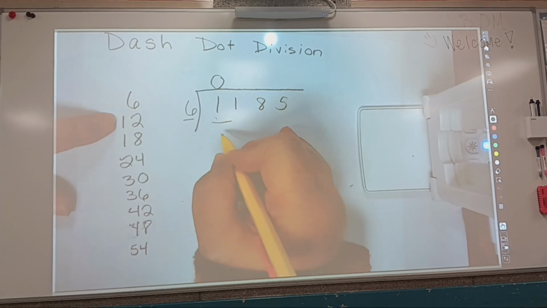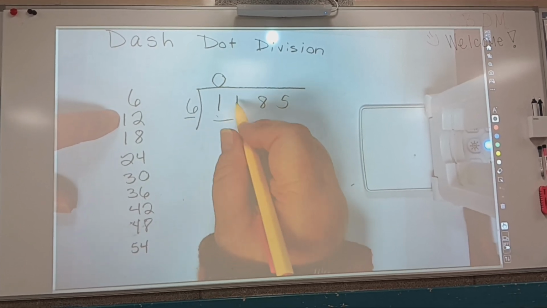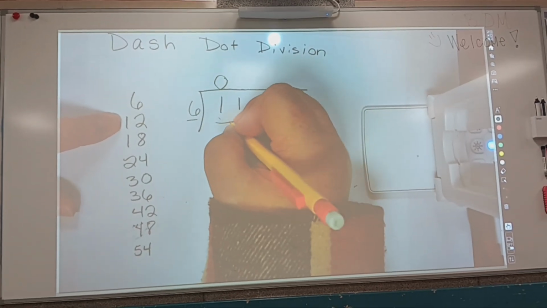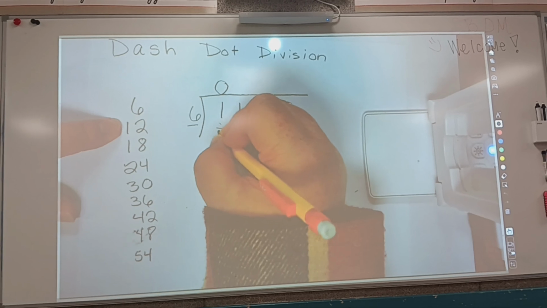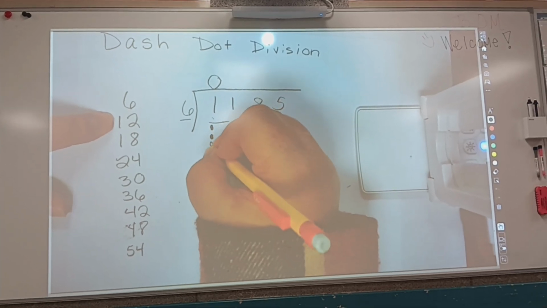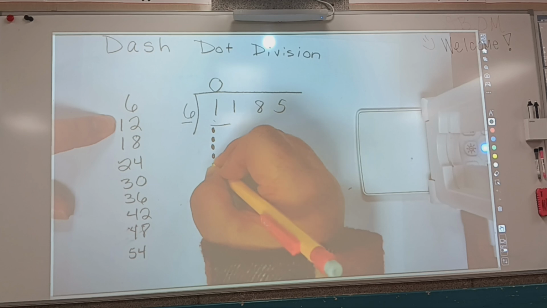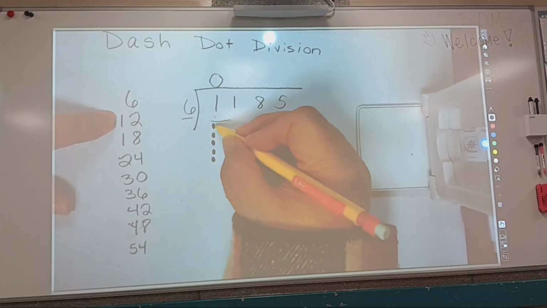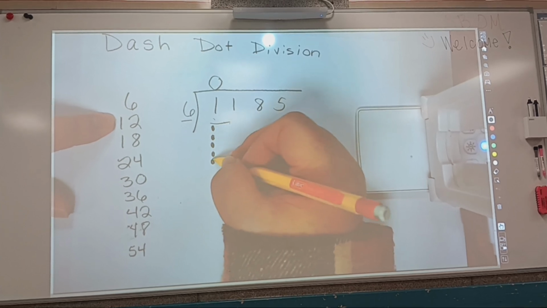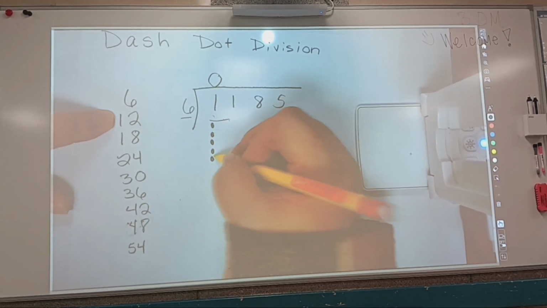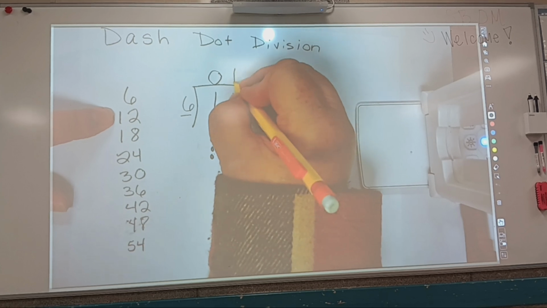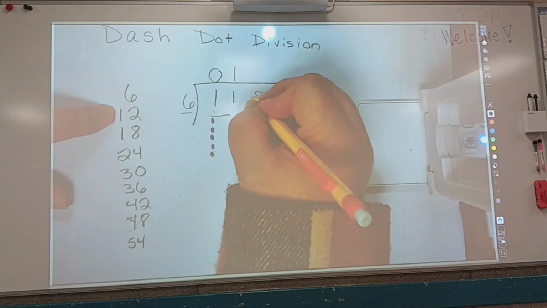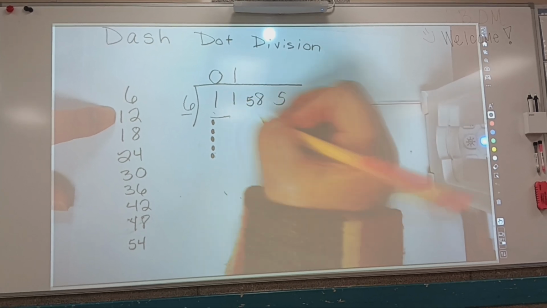6, I can't go to 12 because 11 is less than 12. So I know that I've gotten at least 1. So I say 6 and then 7, 8, 9, 10, 11. So 11 has one group of 6 and then we have 5 left over. The dots represent my leftovers. So I'm going to put 1 in my quotient, and I'm going to take these 5 dots, change it to a 5, and put it over here.